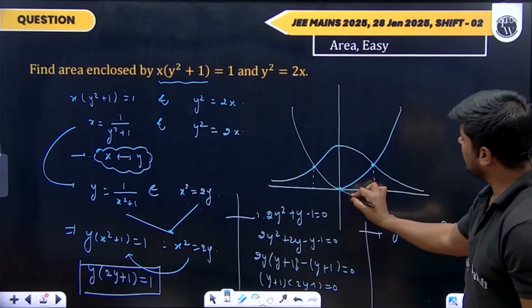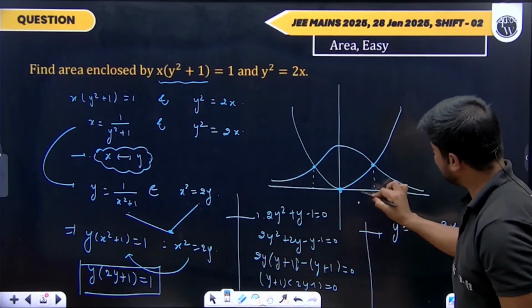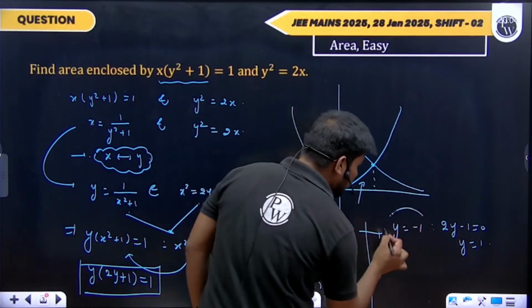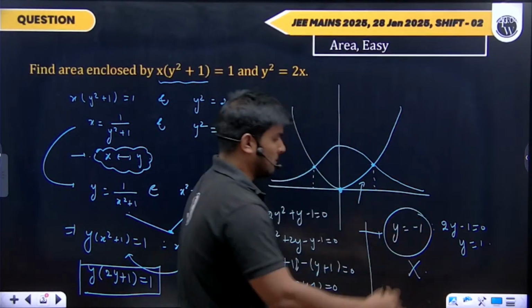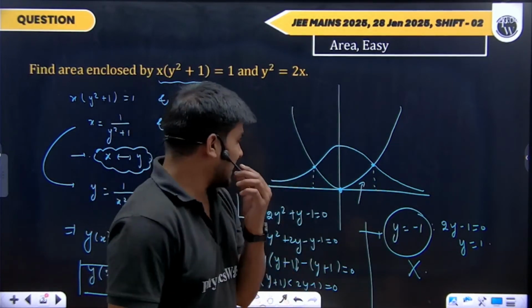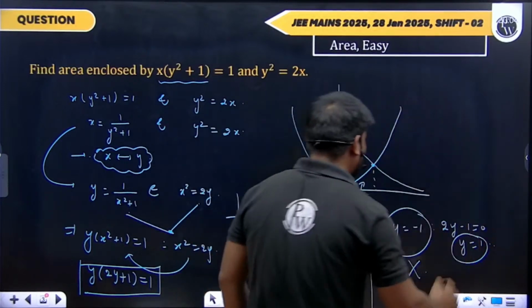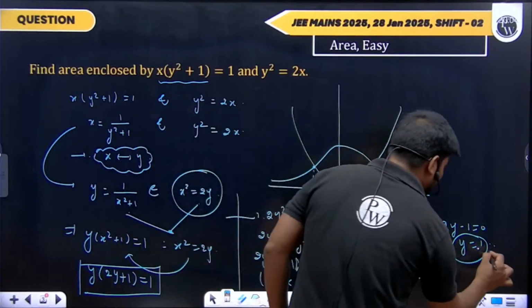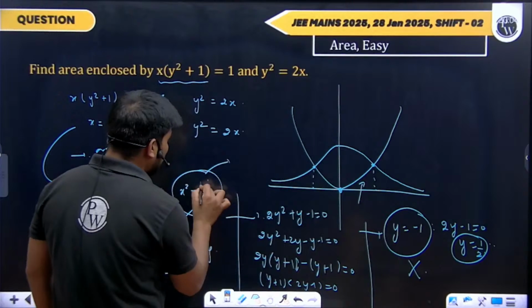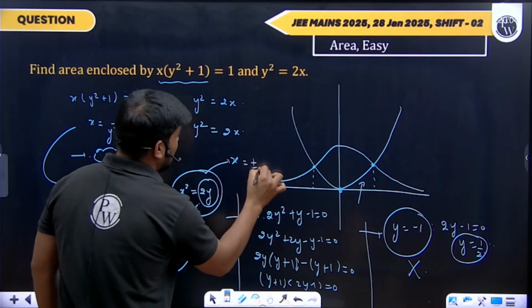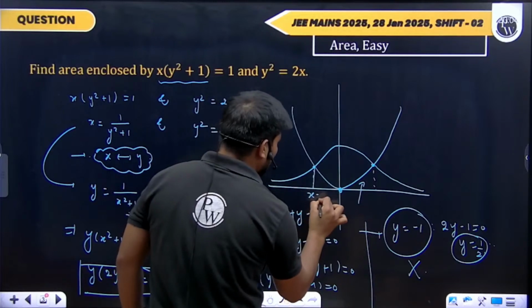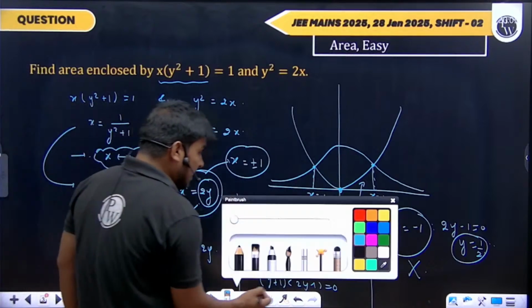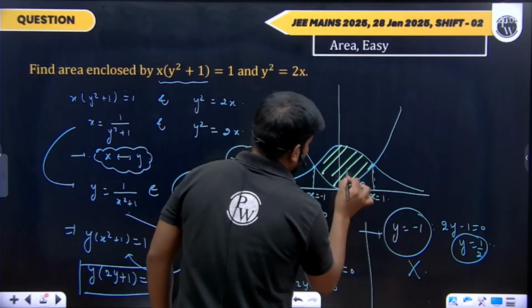Here we can see that the complete region is lying above the x-axis, so the negative value of y is not acceptable. Now we have the value y equals to 1 by 2. If we put y equals to 1 by 2 in this curve, we will get x equals to plus minus 1. So now we have x equals to minus 1 and x equals to 1 as points of intersection. So the region enclosed by both of these curves is this one.